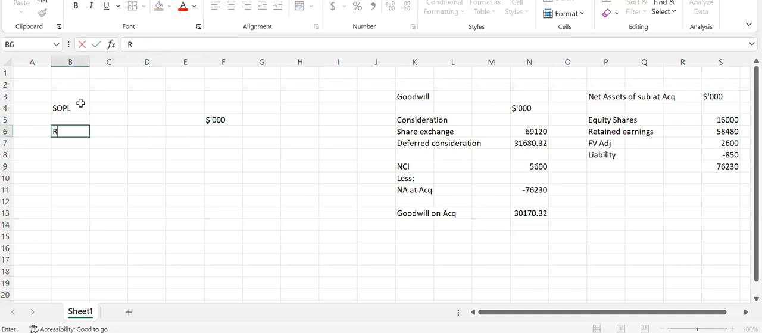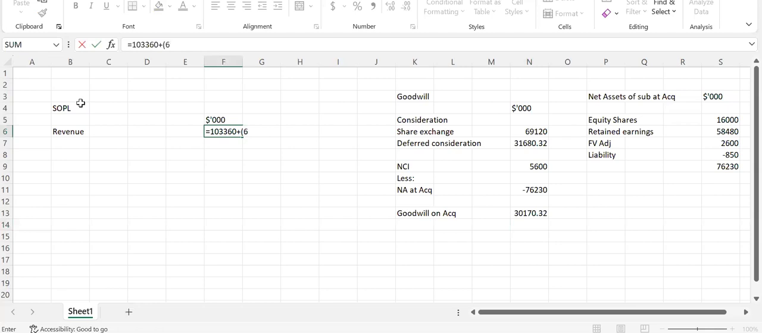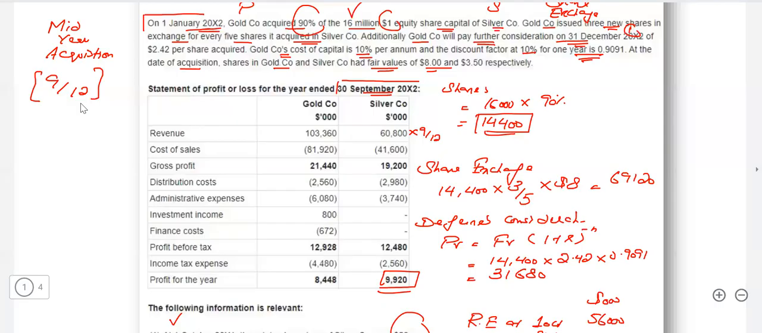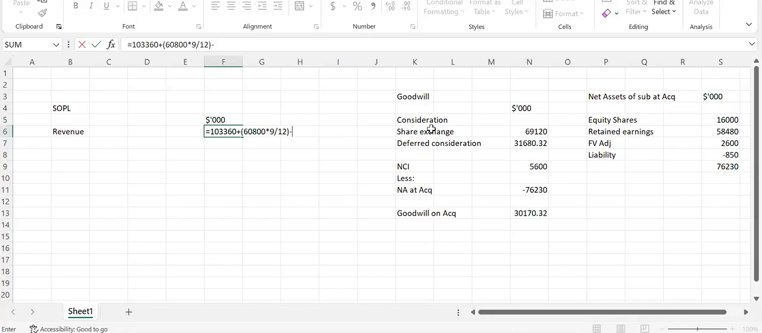So first of all, we will be having the revenue. Again, we need to show all the things over here. Revenue of the parent is 103,360. Then we need to add the subsidiary's revenue. The subsidiary's revenue is 60,800, but we need to do the months by 12, so brackets on: 60,800 multiply by 9 divide by 12. Then we need to deduct the intra-group sales, which we have already calculated. It was 600 per month into 9 months, which is 5,400. So we deduct 5,400 and we get 143,560. This is how we do it.